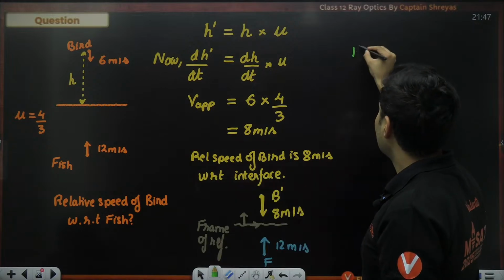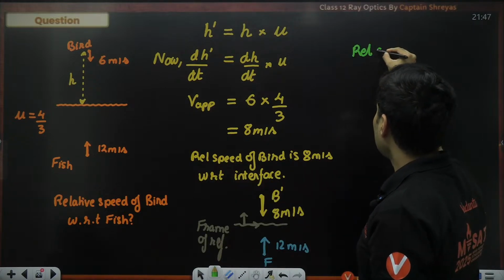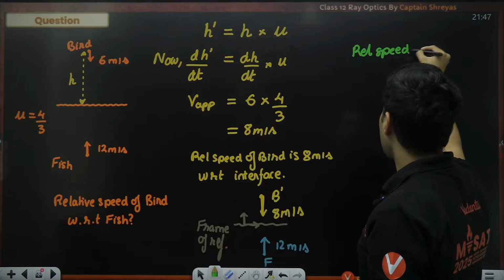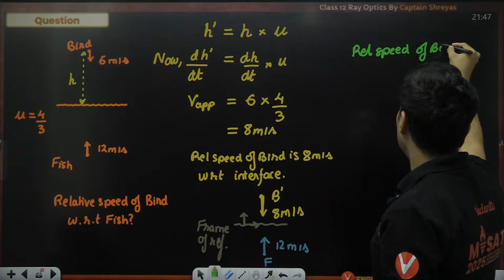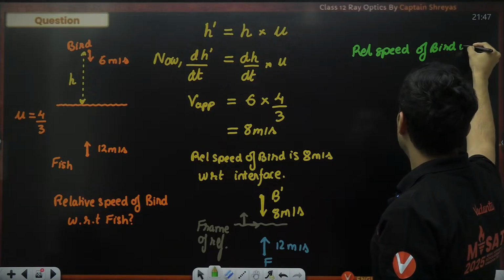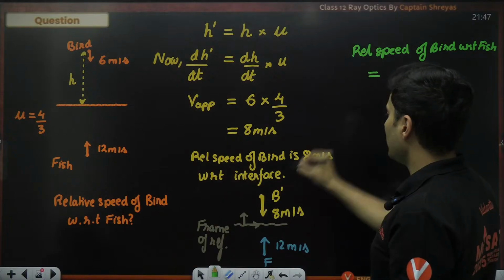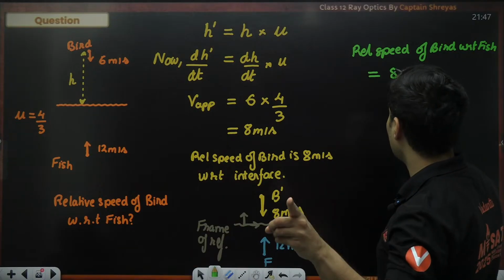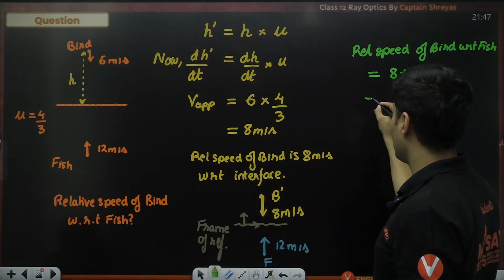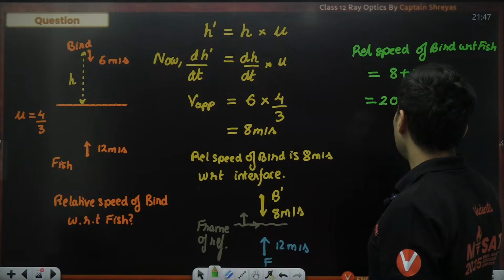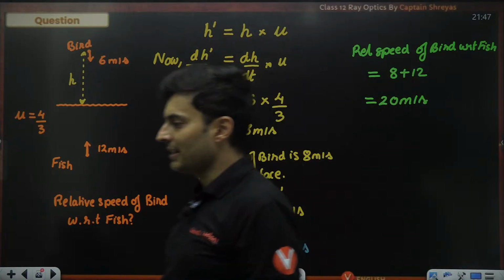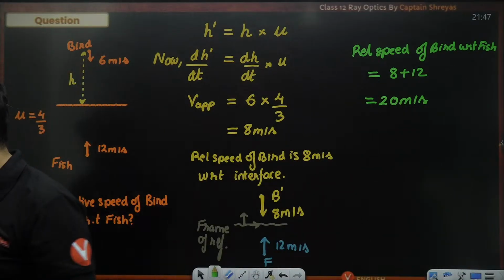So the answer is the relative speed of the bird with respect to the fish. That will be simply the addition of these two because they are moving in opposite directions. 8 plus 12, which is 20 meters per second. That is the answer. 20 meters per second.